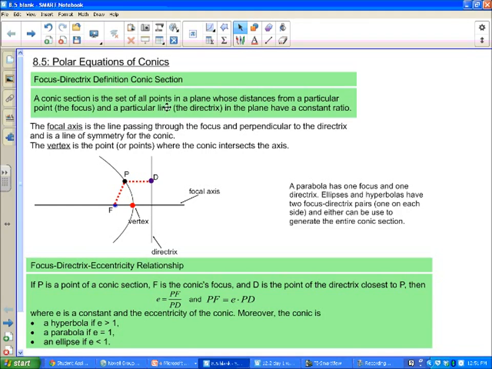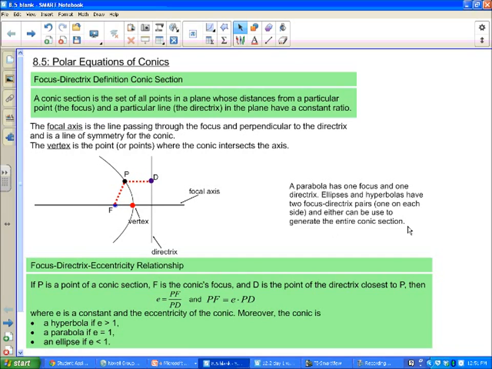And then we did talk about the directrix for a parabola, but now we're going to add that in as something we can have on ellipses and hyperbolas as well. And so some definitions here. The focal axis is the line passing through the focus and perpendicular to the directrix, and it's also a line of symmetry for the conic. The vertex, what we're going to use for the vertex here, is the point or points where the conic intersects the axis. And that should work out to be the same as the vertices that we had in our normal parabola, ellipse, hyperbola situation.